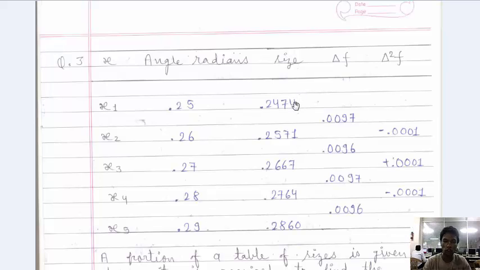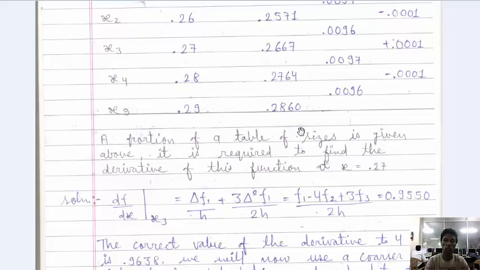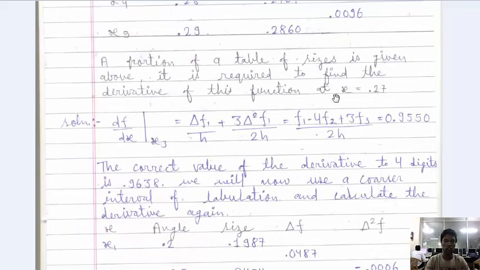Size: 0.2474, 0.2575, 0.2667, 0.2764, 0.2860. Delta: 0.0097, 0.0096, 0.0097, 0.0096. Delta square: minus 0.0001, plus 0.0001, minus 0.0001. A portion of a table of size is given above. It is required to find the derivative of this function at x equal to 0.727.